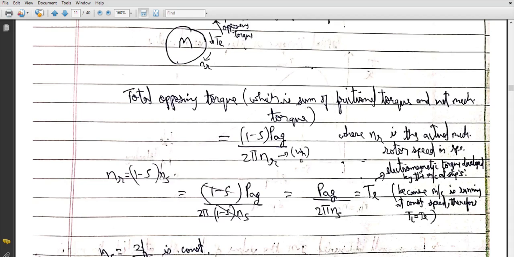Okay, 1 minus S into NS. So substitute this value of NR over here. You can see 1 minus S cancels out, and you will get PAG divided by 2 pi NS. This is also electromagnetic torque.